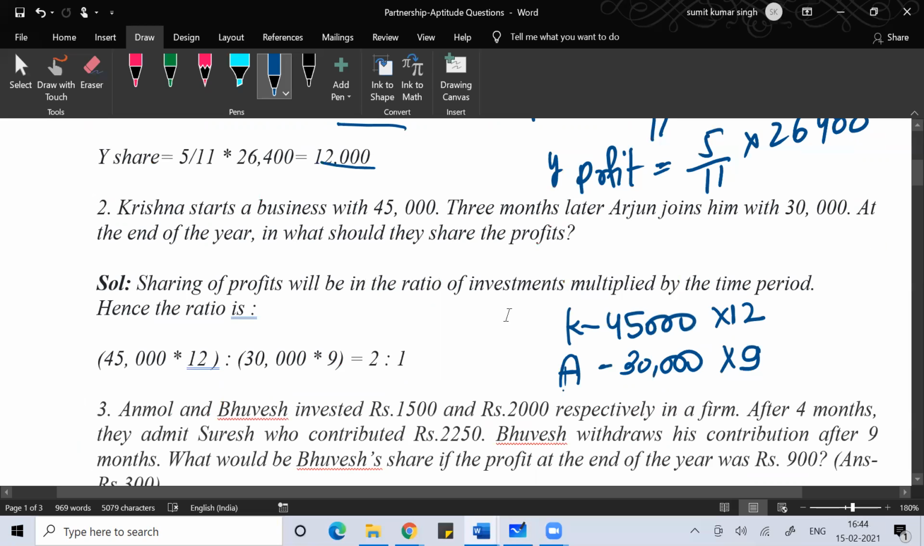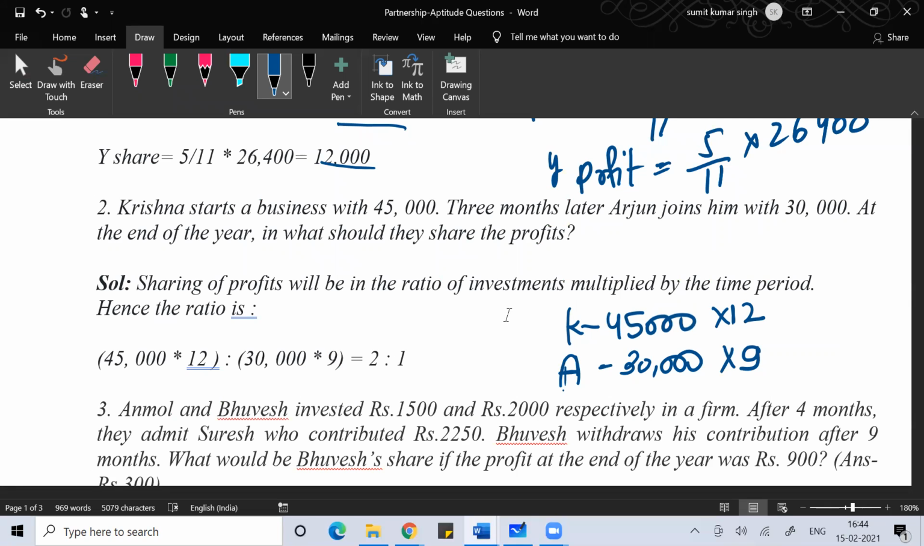So you can see this. Here 12, what is 12, what is 9? 12 is the factor which is basically talking about how long they have done investment. Krishna has done investment for 1 year, while Arjun has done investment for 3 by 4th of the year. So Arjun has joined after 3 months. Arjun has done investment for 9 months only.